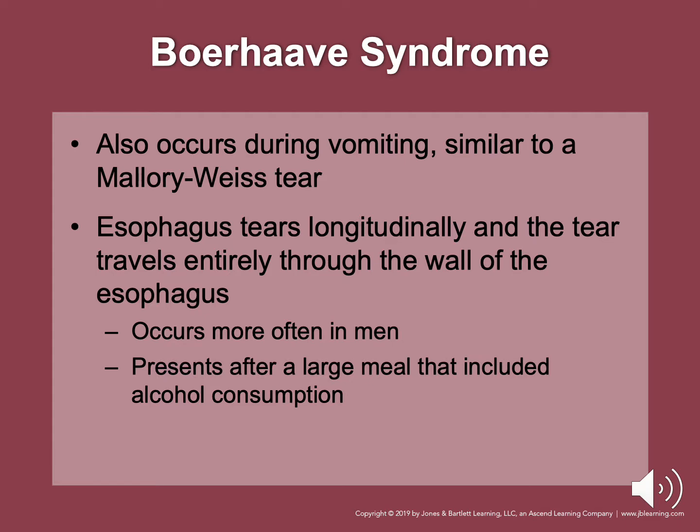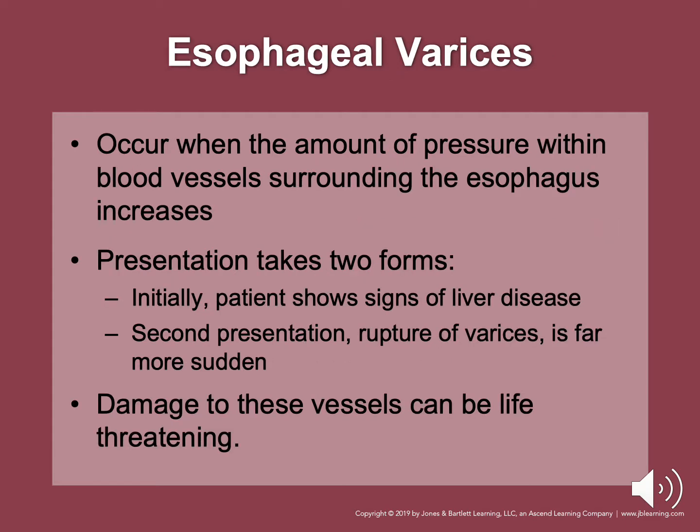Esophageal varices occur when the amount of pressure in the blood vessels surrounding the esophagus increases. When the blood is blocked up in the portal vessels, the vessels dilate, causing the capillary network of the esophagus to begin leaking. If pressure continues to build, the vessel walls may fail, causing massive upper GI bleeding and hematemesis.